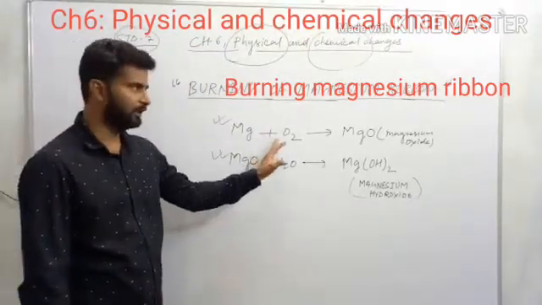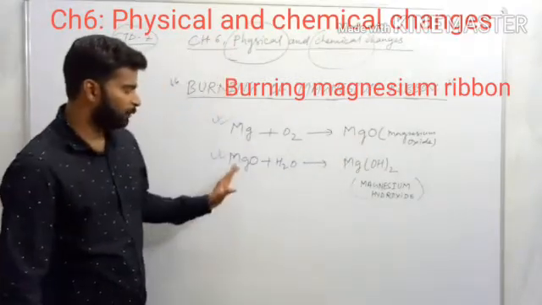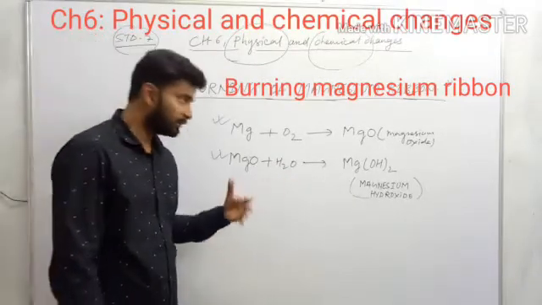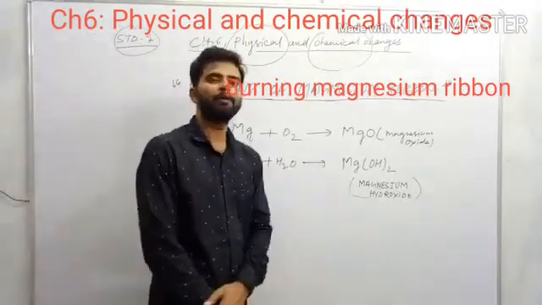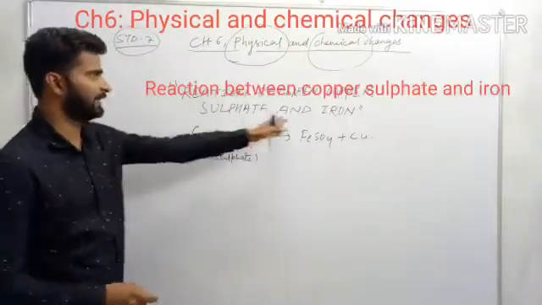When magnesium burns in the air, it produces what? Magnesium oxide. When magnesium oxide dissolves in water, or reacts with water, it gives what? Magnesium hydroxide.